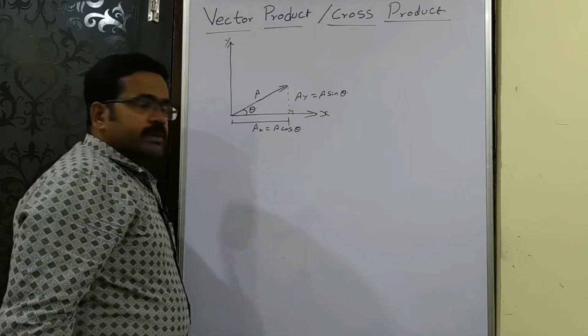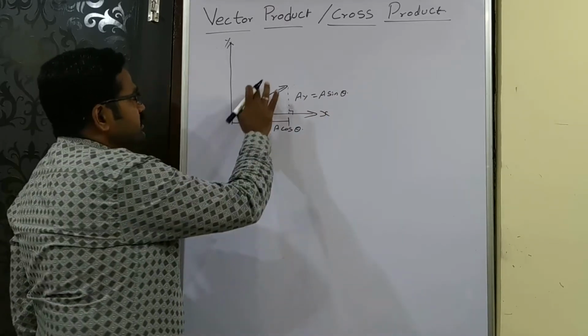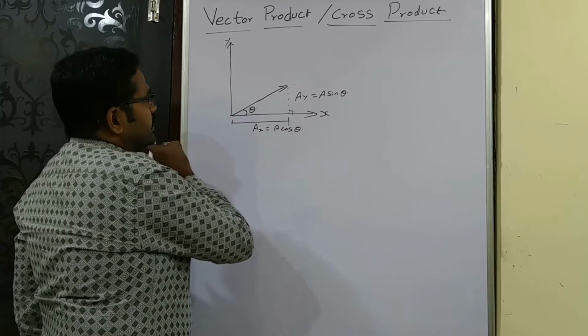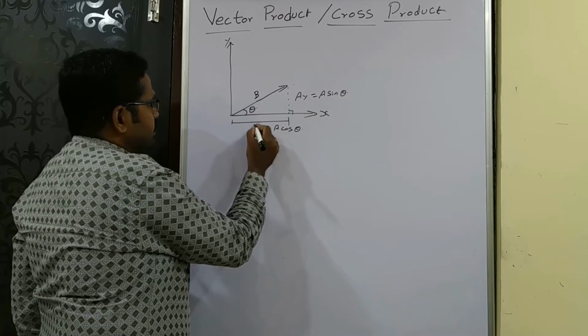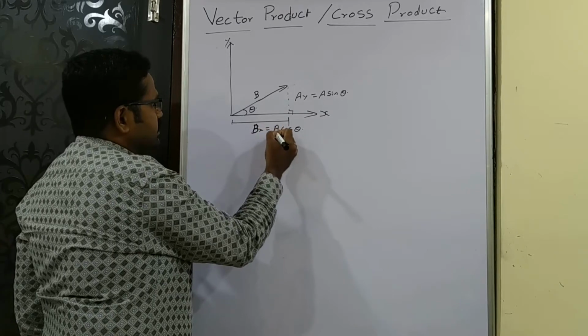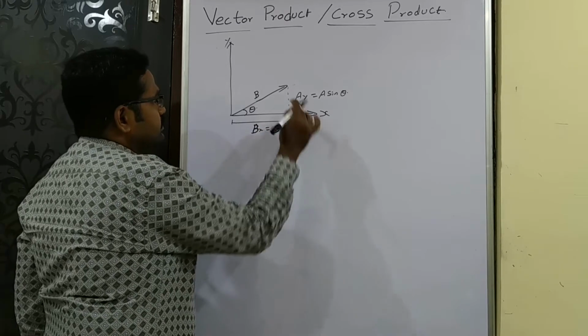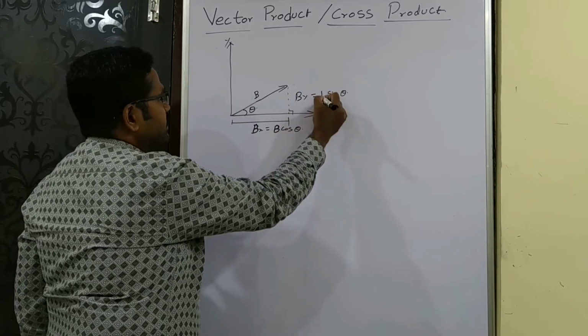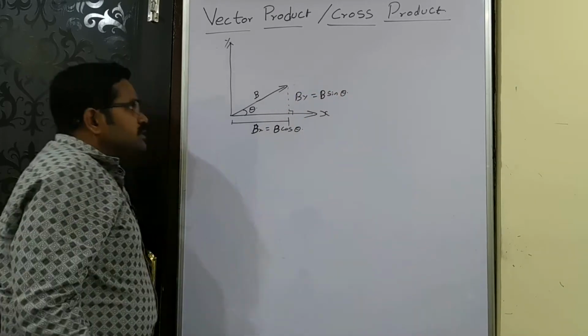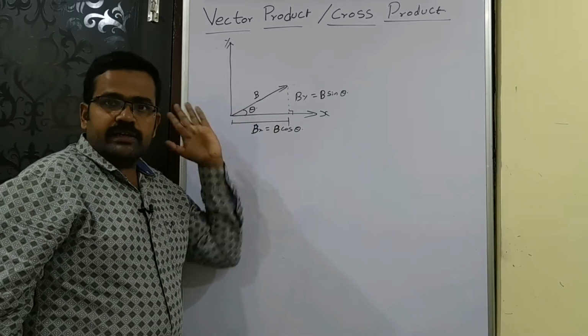Done? You remember this? Now what happens if I change the name of this vector from A to B? Here it becomes Bx, which is B cos theta, and this is By, which will become B sin theta. These are the two components of vector B along the x-axis and y-axis.